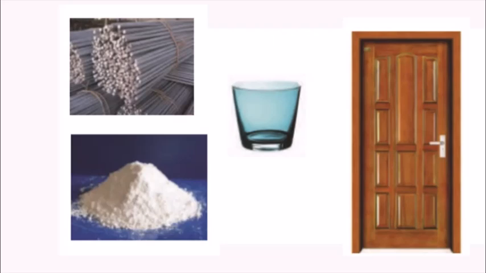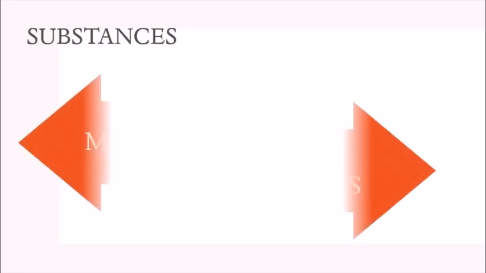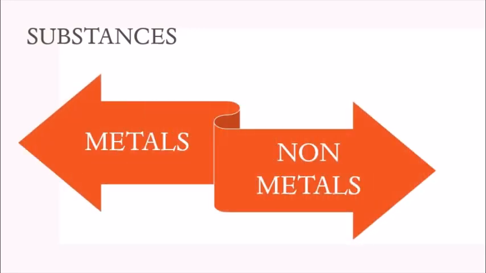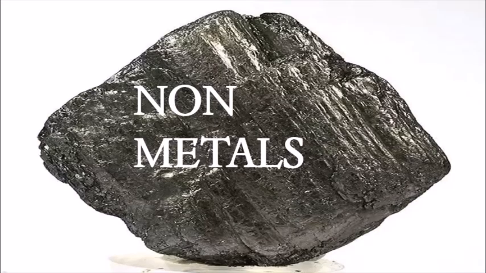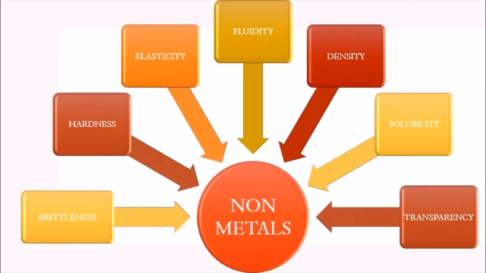So, let's start with the properties of substances. Now, substances can be of various types. They can be either metals or non-metals. Let's first learn the properties of the substances which are non-metals. There are 7 properties of non-metals: brittleness, hardness, elasticity, fluidity, density, solubility, and transparency. So, if any of these properties are present in a substance, then that substance is a non-metal.